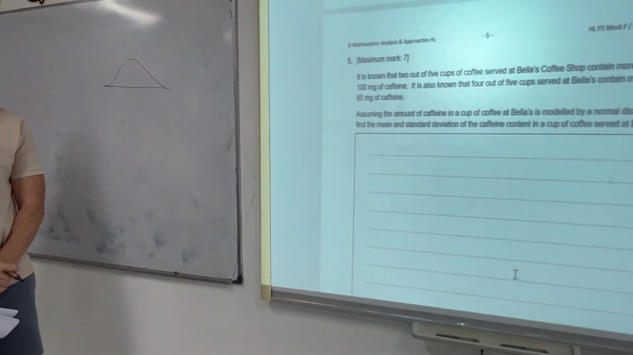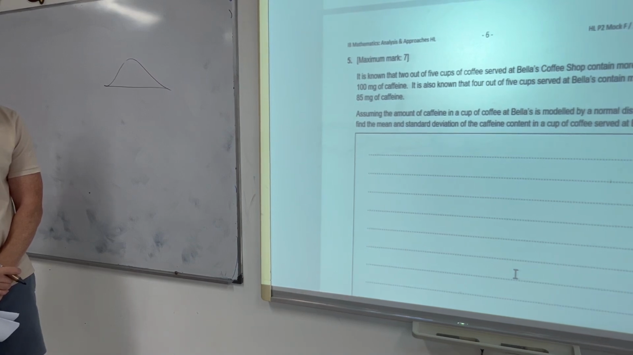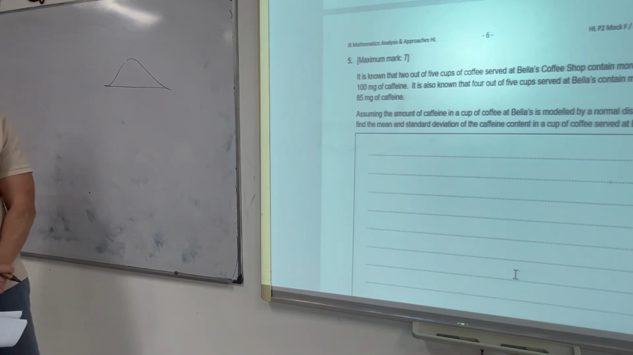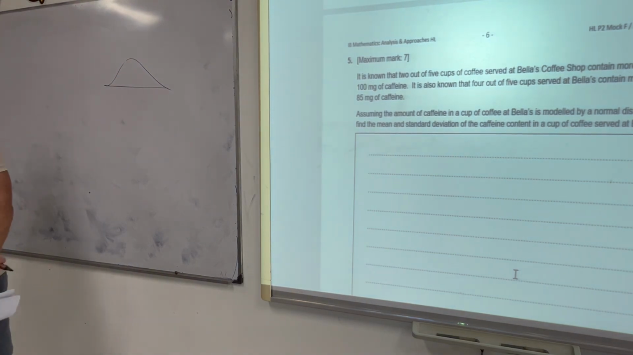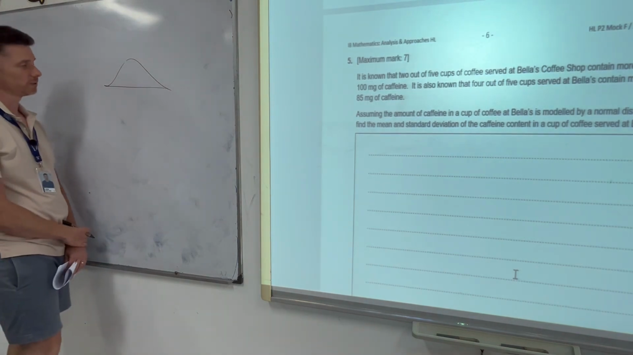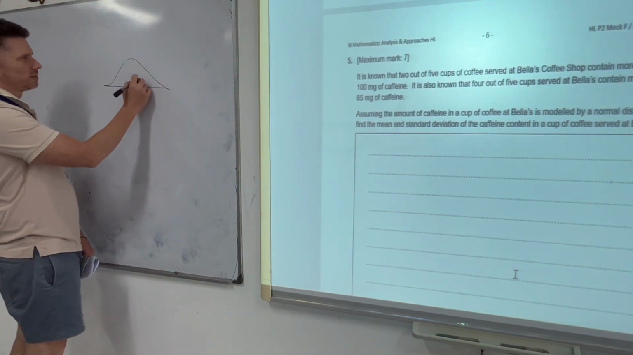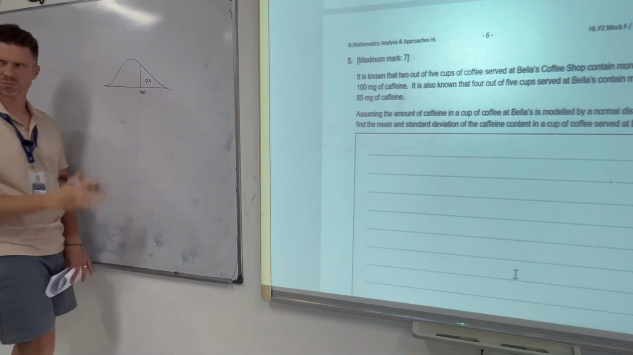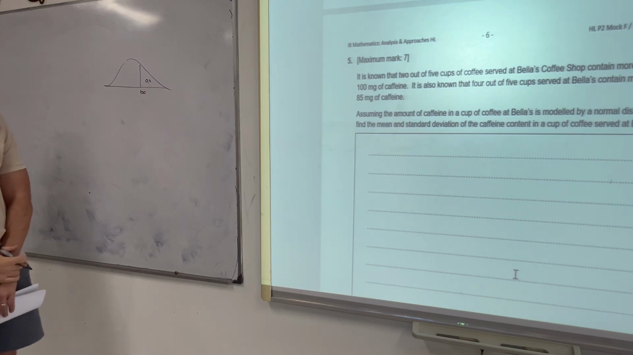Figuring out what percentages is where and what we put where is the key here. So the first bit of information known is that 2 out of 5 cups of coffee, so 0.4 or 40%, served contain more than 100 milligrams of caffeine. So 0.4 contain more than 100 milligrams. So maybe let's start off with 100 milligrams here, and that area is 0.4. Maybe a good way to start.